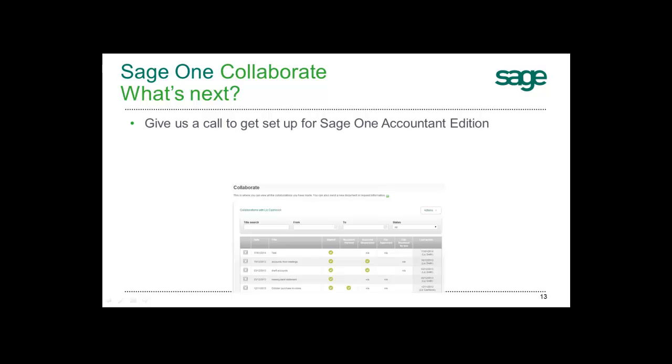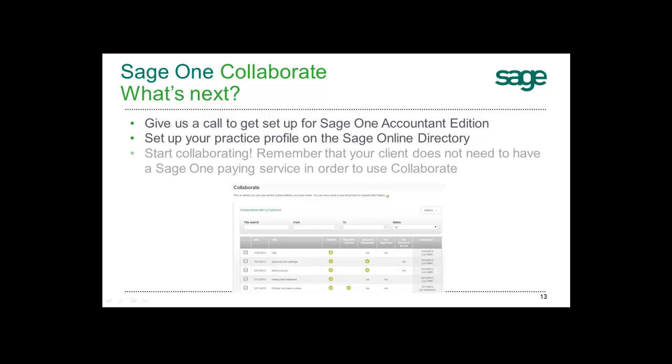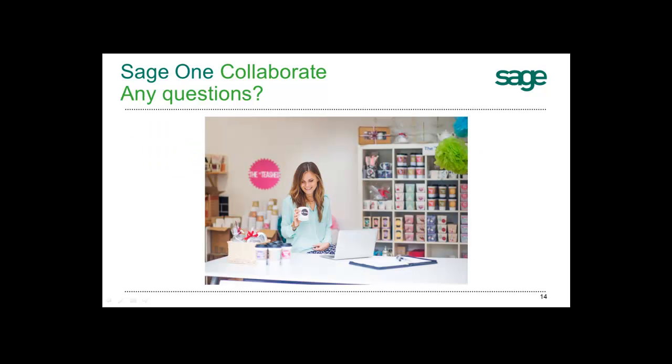What you need to do now is give us a call to get set up as a Sage 1 Accountants Edition. Set up your practice profile in Sage Online Directory as well. And start collaborating. Remember that your client does not need to have a Sage 1 paying service in order to use Collaborate. If you have any questions, please do not hesitate to contact your account manager on 0845 111 1111.